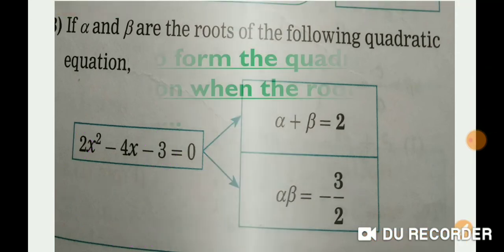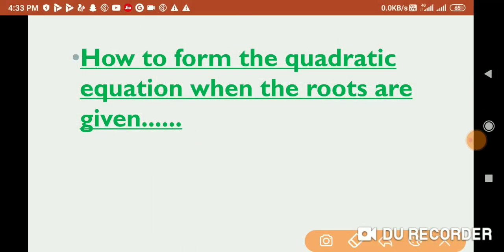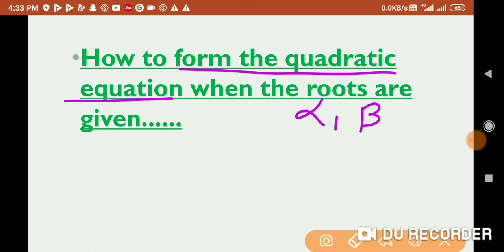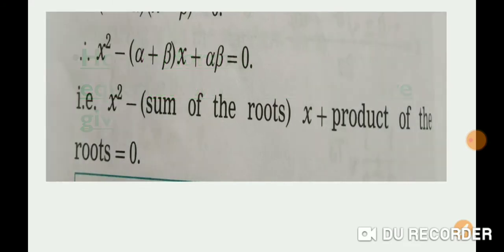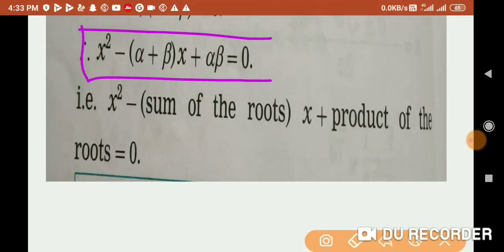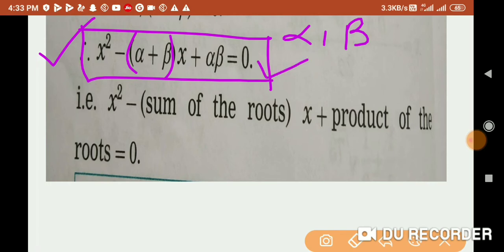Understand? Now see student, here we also learn how to form the quadratic equation when the roots are given. That means when alpha and beta are given. Now see the formula. To obtain a quadratic equation having the roots alpha and beta, remember x square minus in bracket alpha plus beta bracket complete x plus alpha into beta is equal to 0.